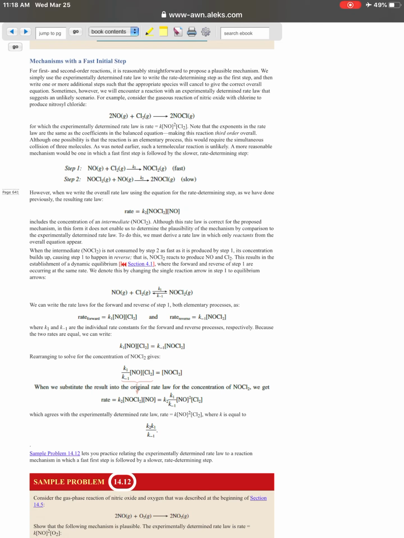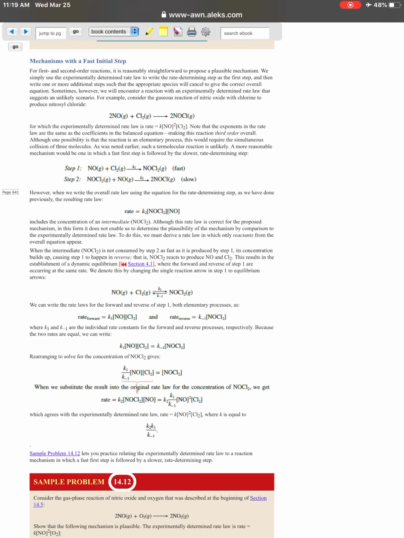However, when we write the overall rate law using the equation for the rate determining step, which is step 2, as we have done previously, the resulting rate law, rate = k2[NOCl2][NO], includes the concentration of an intermediate, NOCl2. Although this rate law is correct for the proposed mechanism, in this form it does not enable us to determine the plausibility of the mechanism by comparison to the experimentally determined rate law. To do this, we must derive a rate law in which only reactants from the overall equation appear.